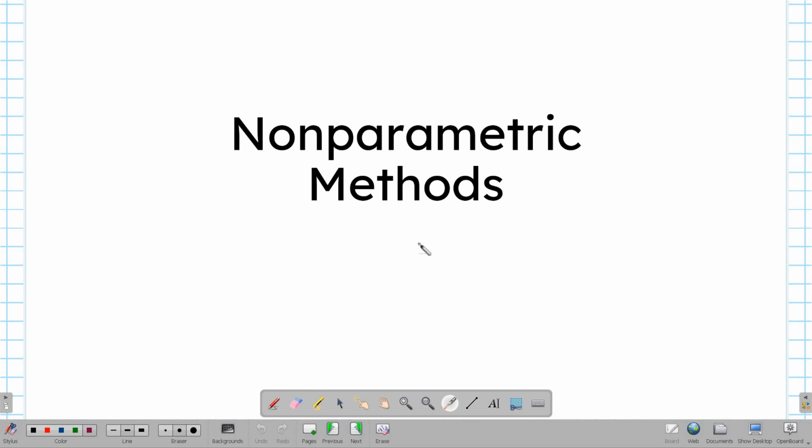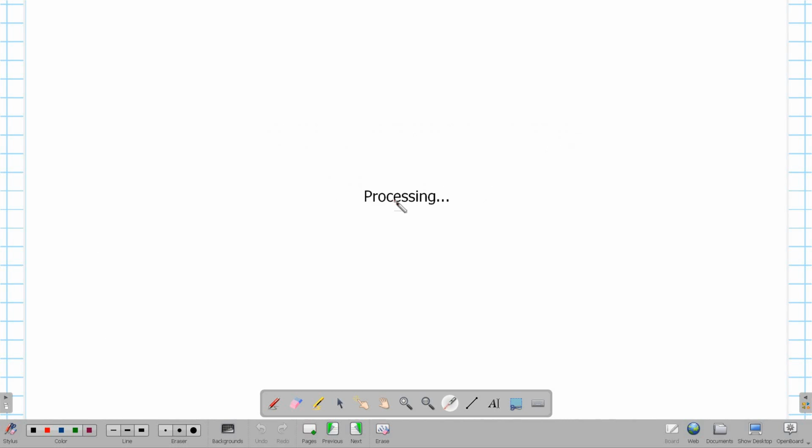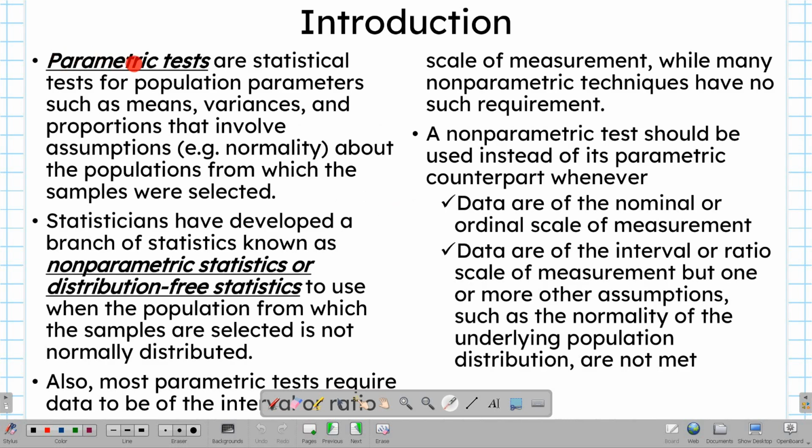This time we're going to talk about non-parametric methods. First, parametric tests are statistical tests for population parameters that involve different assumptions, and the most important assumption that should be met almost all the time is the assumption of normality, such as for z-tests and t-tests. They should always meet the assumption that the population the sample came from is truly or approximately normally distributed.